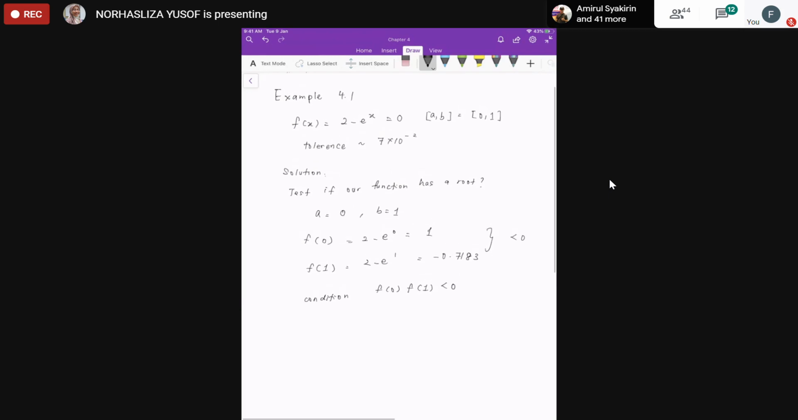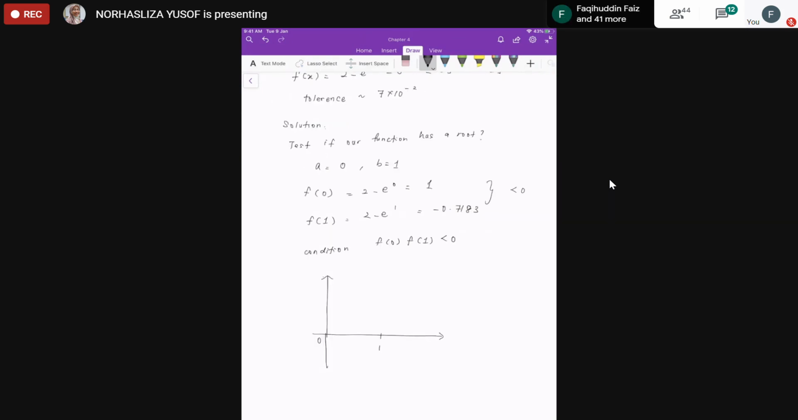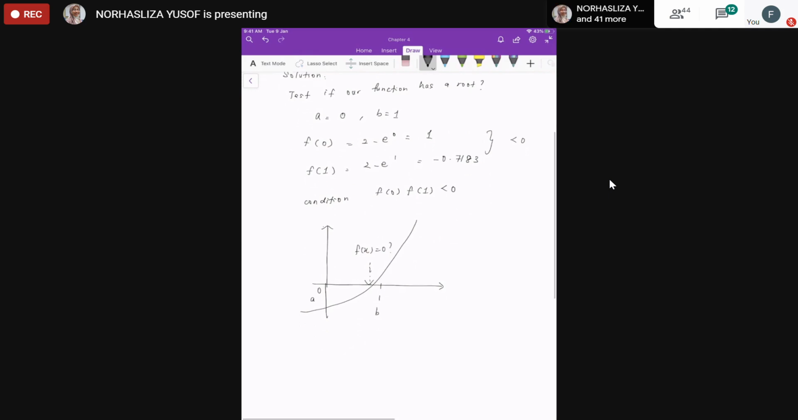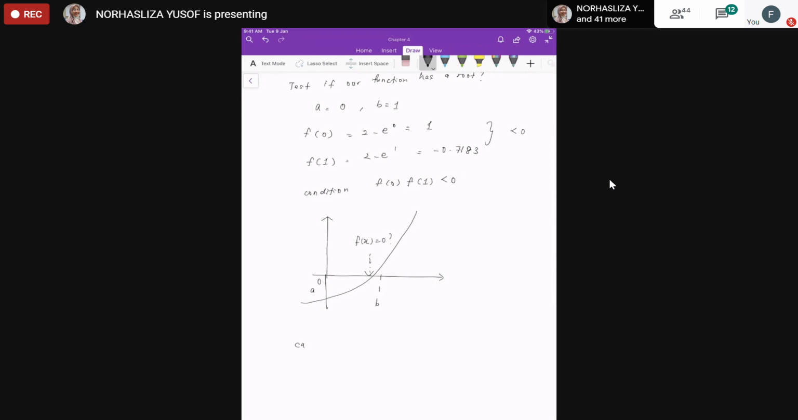Okay, so then we start to calculate our midpoint. Our idea is that we have a function like this, right? So this is 0, this is 1. Our function, we imagine something like this, and we are going to find, roughly, where f(x) is equivalent to 0. Now this is A and this is our B. We are going to test this until we get our convergence around 7 times 10 to the minus 2. Okay, so then what we should do now is calculate our midpoint.